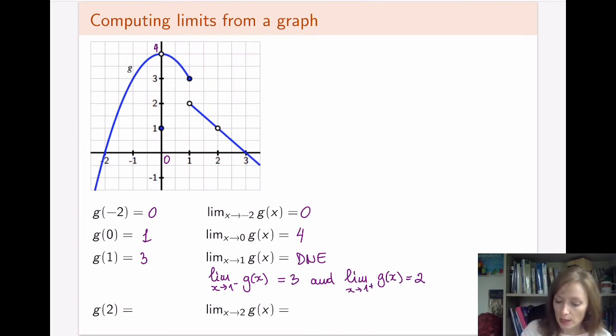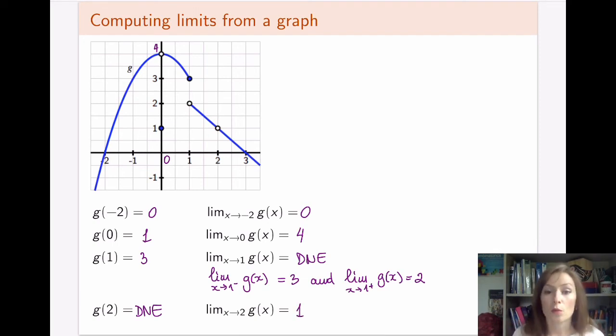Okay? And last example here, g of 2. So at 2, there's a hole and nothing else, which means that there's no value for g at 2. So this does not exist. Whereas the limit as x approaches 2, again, walking toward 2 from the left and from the right, we can see that the y value approaches 1.